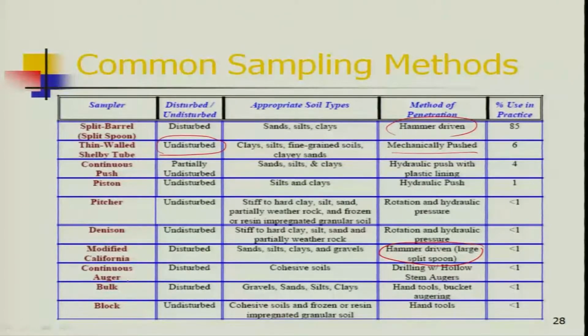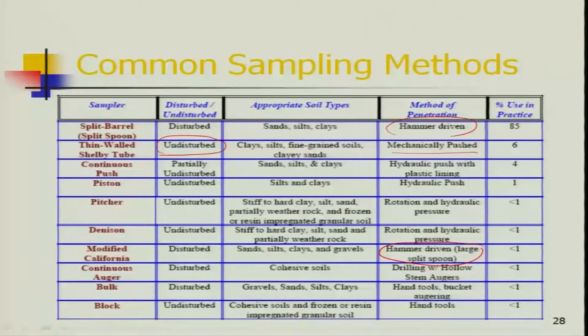Continuous auger: disturbed, particularly cohesive soils, and drilling by means of hollow stem augers. Bulk: disturbed, gravels, sand, silt and clay, hand tools, bucket augering. Block: undisturbed, cohesive soils, frozen or resin impregnated granular soils.